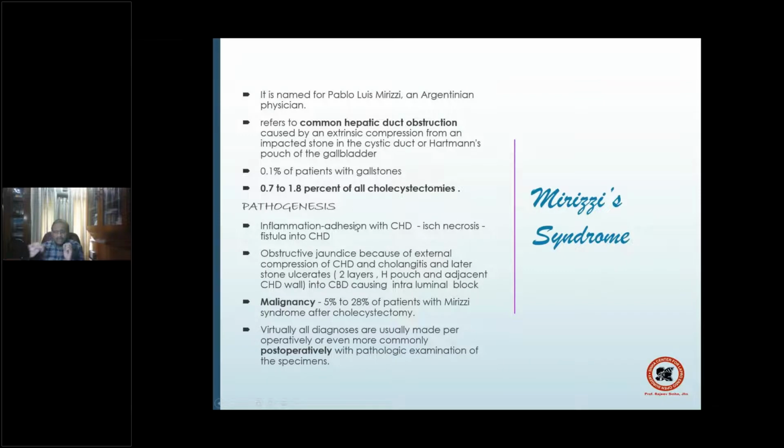Pathogenesis: number one, there is impaction of a stone in the cystic duct, or the gallbladder, or Hartmann's pouch. Along with that, there's inflammation. That inflammation brings it into close proximity to the CHD, and there is adhesion with the CHD. Because of the pressure of the stone, ischemic necrosis starts occurring, which leads to breakdown of, number one, the gallbladder wall, and then pressure necrosis continues on the adjacent CHD wall, which undergoes necrosis, and now there is a fistulization between the gallbladder and the CHD.